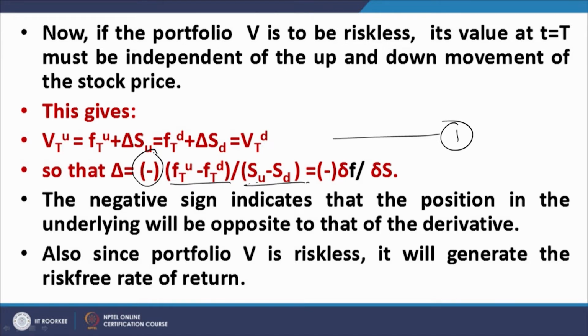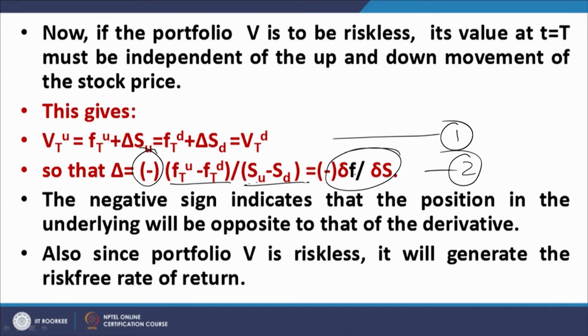This minus sign is coming out of the mathematics. What does this minus sign connote? It connotes that the position in the underlying asset should be opposite to that of the derivative. If you are long in the derivative, you should be short in the underlying asset and vice versa. So, you can write this as minus of delta f upon delta S. This will be of much use later on. Let us call it equation number 2.